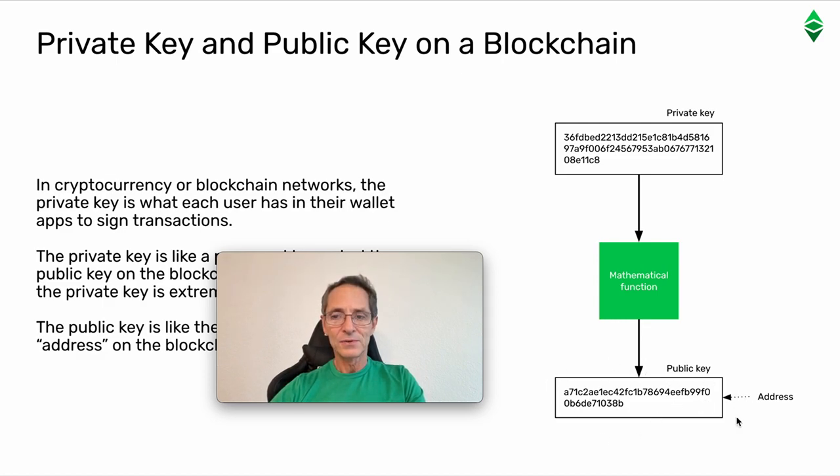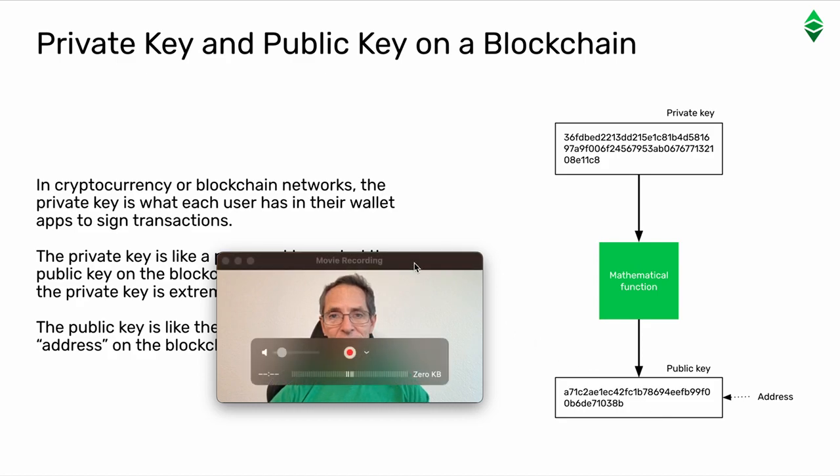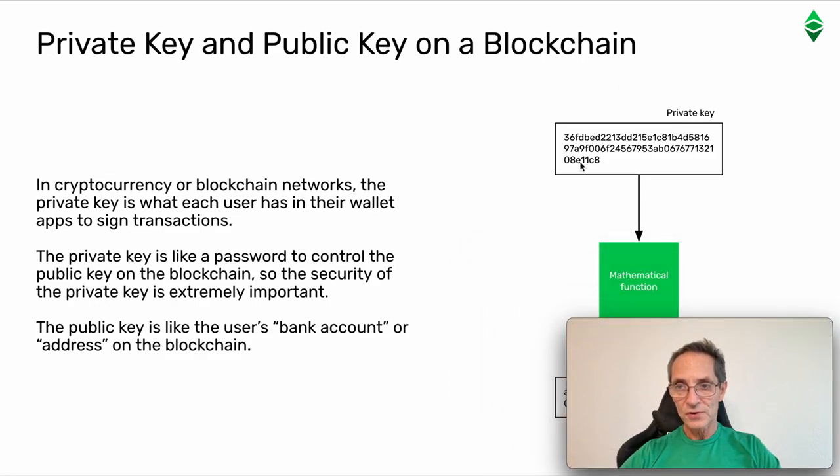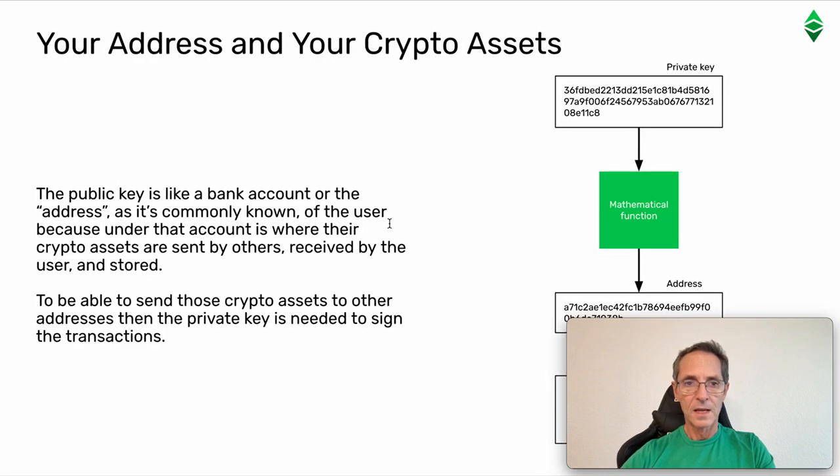So if you need me to send you 1 ETC, you give me this address, and I send my transaction, and I sign it with my private key that you don't know, but I sign it using your address in the transaction, and I send it to you. The blockchain receives it, and they know that they have to move 1 ETC from my account to your account. And then you control your account with your private key, your address, and your crypto assets.